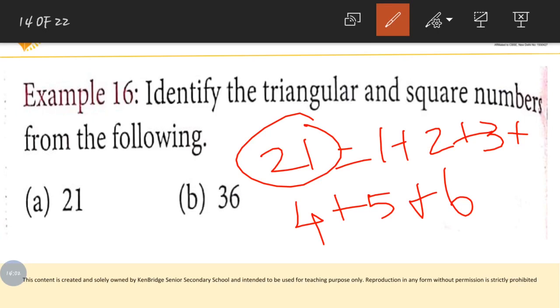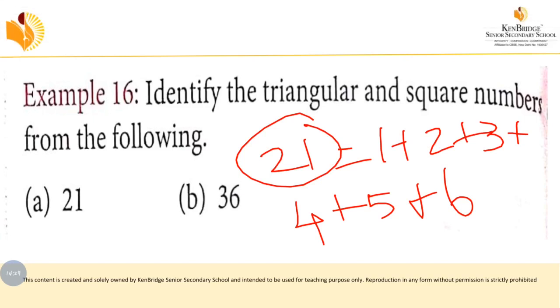And just look at this, 36. Is 36 a square value? Just recall the square values. 1 squared is 1, 2 squared is 4, 3 squared is 9, 4 squared is 16 and 5 squared is 25. 6 squared, what is the value for 6 squared? Answer will be 36. So definitely 36 will be a square number. Okay. So shall we start to write the solution?